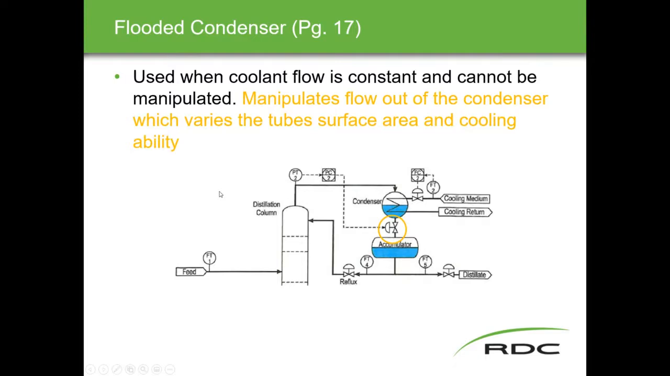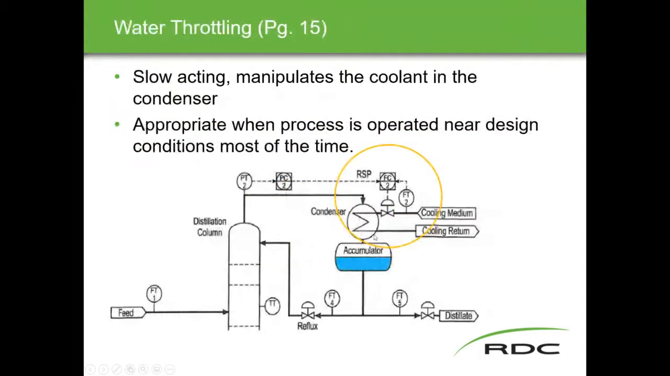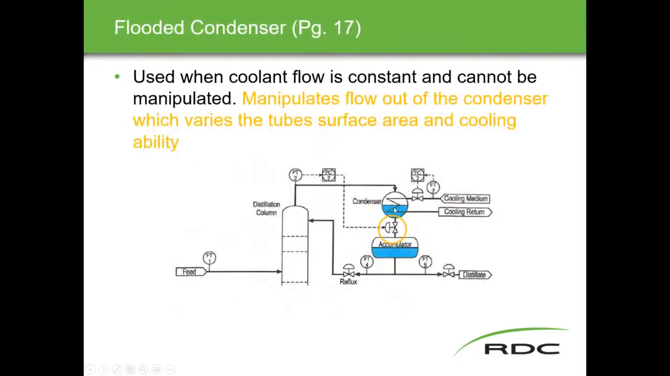Last but not least, the method of controlling the pressure here is called flooded condenser. Look here, flooded condenser. Look, we got water, we got distillate, inner condenser. Haven't seen that yet, have we? Look, nothing in there. Nothing in there, nothing in there. We got something in there. So a pretty good indicator that we've got a flooded condenser is when there's liquid in it.